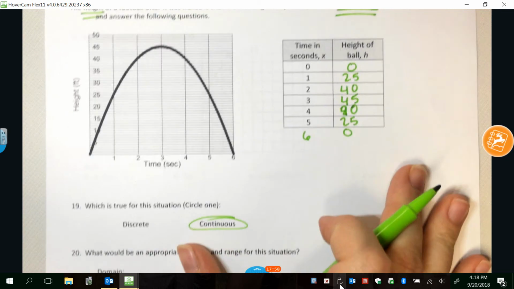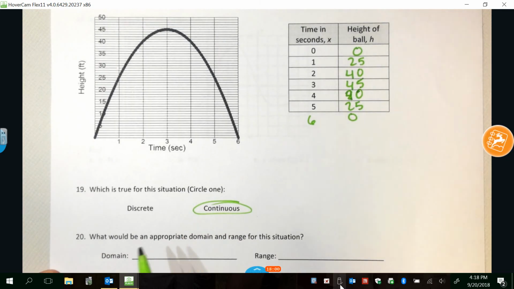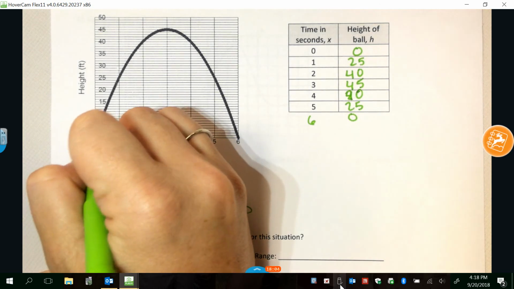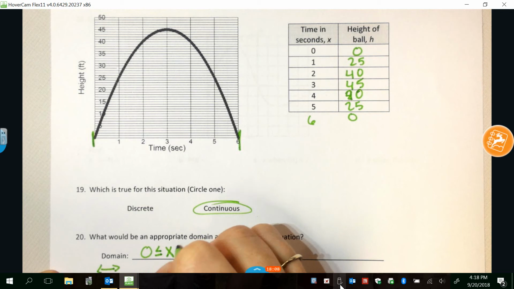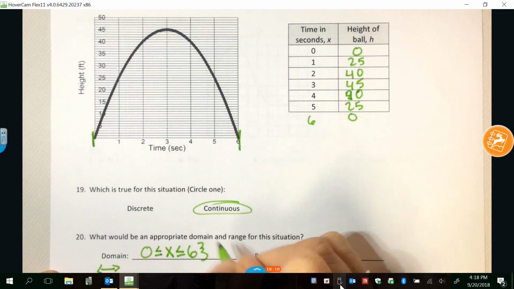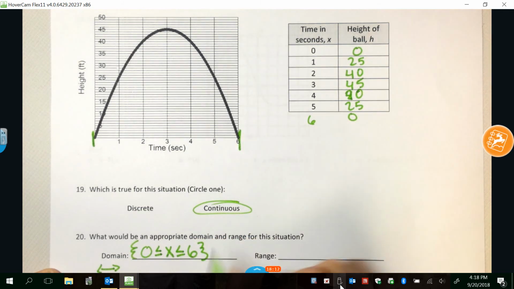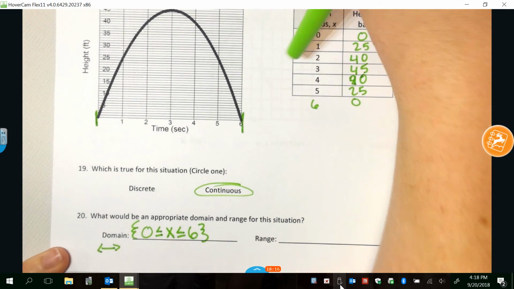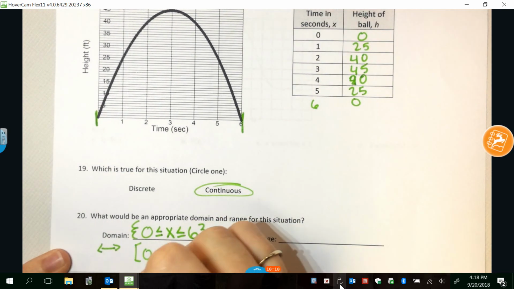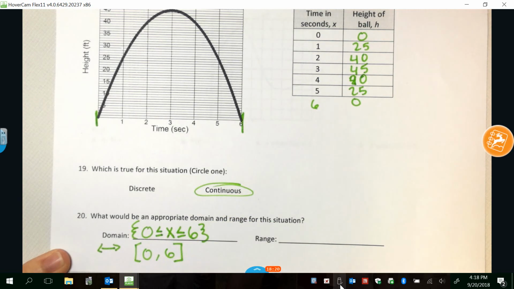Okay, so our appropriate domain and range. Well, domain is the width of your graph, your side to side. This goes from 0 to 6. So 0 is less than or equal to x is less than or equal to 6. Now remember, we can also write it in interval notation, which, cough cough, may be how it's on the test. So remember, that's just 0 to 6 with the square brackets.